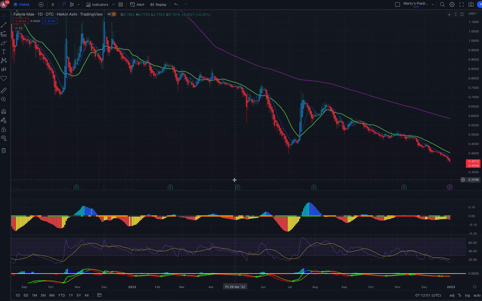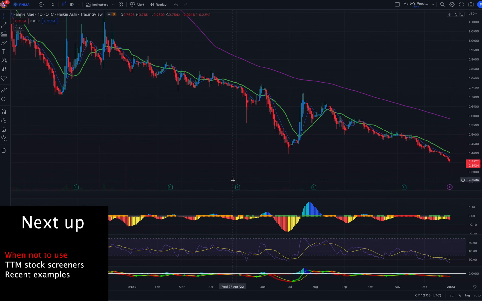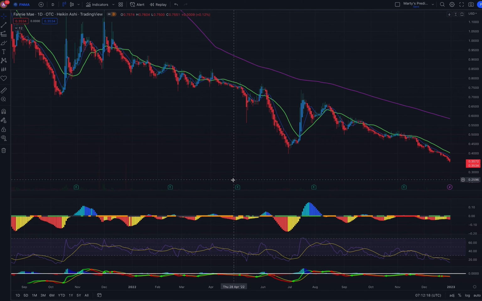We're going to be talking about when the TTM squeeze does not apply. Then we're going to get into how to set up scanners so that you can find stocks that are in a TTM squeeze. And then after that, we're going to talk about stocks that are currently in a TTM squeeze so that you can see a few examples of what it looks like on different stocks.